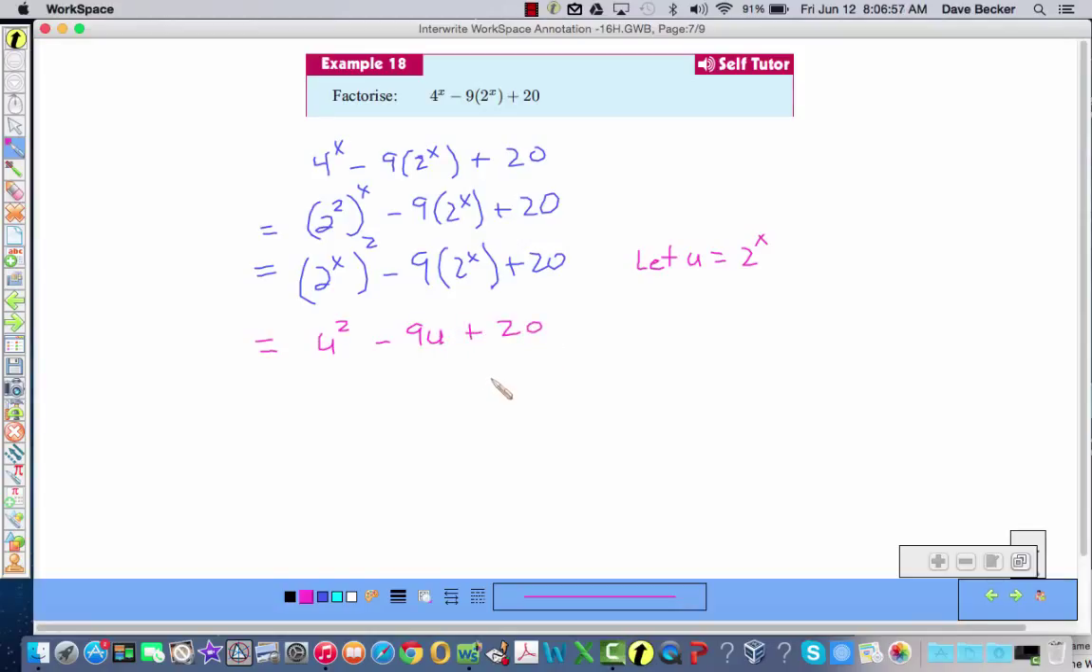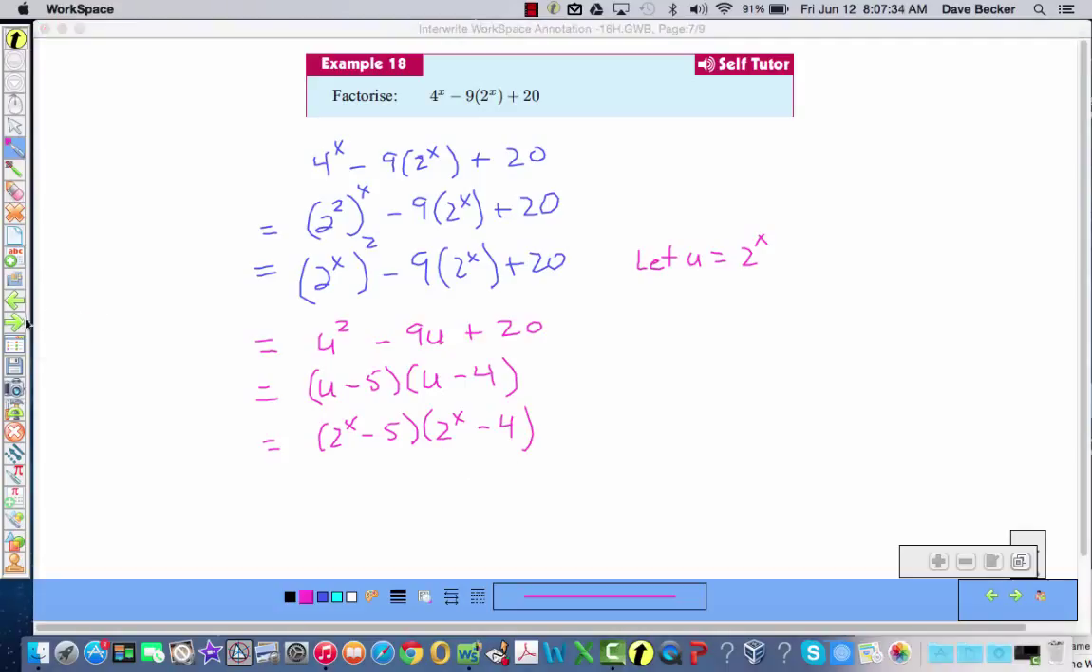So now I'm just looking for factors of 20 that combine to give me a negative 9. How about negative 5 and negative 4? So how about u minus 5 times u minus 4? There we go. Now we take out of our back pocket our substitution, and we have 2 to the x minus 5 multiplied by 2 to the x minus 4. We are done. Now, was that so bad? Not bad at all.